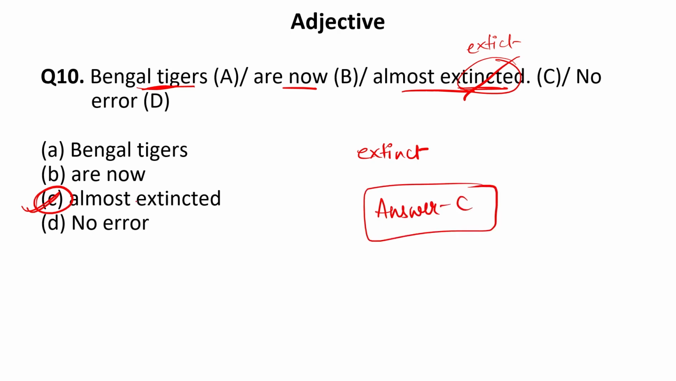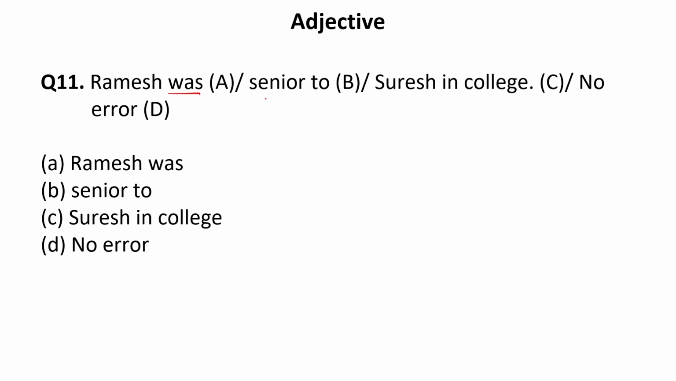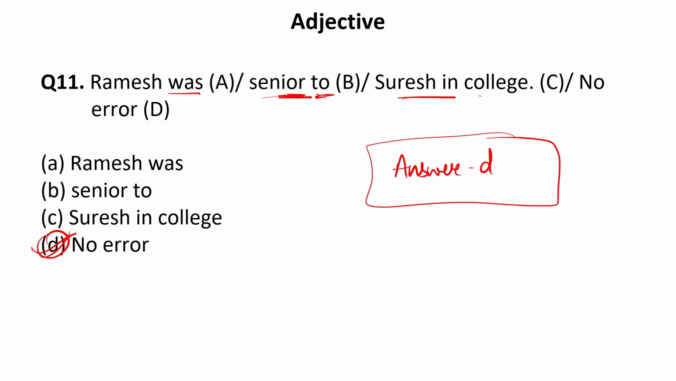Now let us move to the next one. Ramesh was a senior to Suresh in college. Now, senior always takes a preposition with it. So, Ramesh was senior to Suresh in college. The entire sentence is correct. So, our answer is D. There is no error. With any comparative word, we write to, not than.